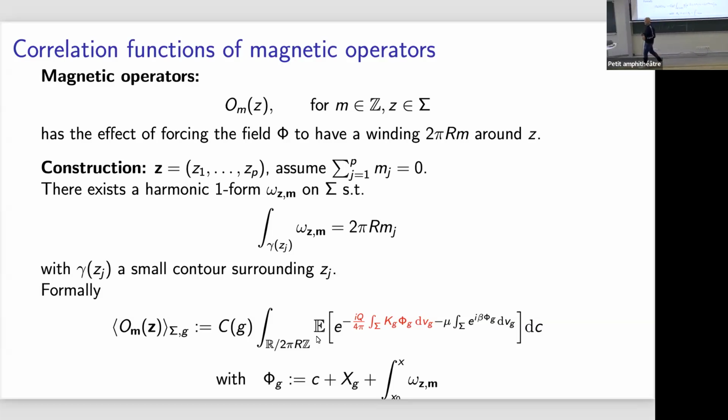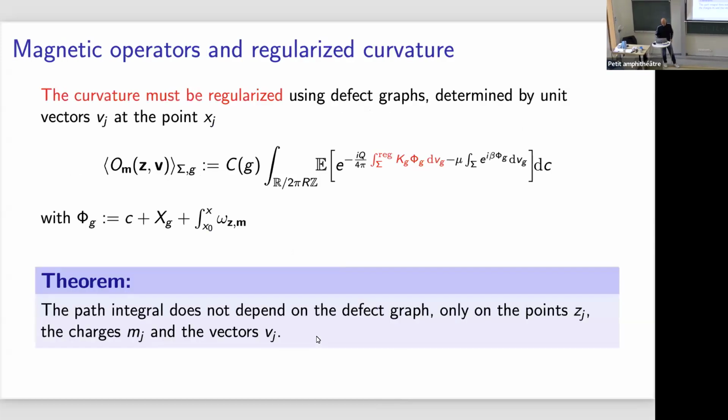But of course, then the path integral depends on the choice of your branch cuts. And that's a huge problem, because this means that this object is not well defined. And this is why you have to play with the curvature. If you regularize it in some way, you can prove that the path integral you have defined does not depend on the choice of the branch cut. But for this, it's not enough to have just the location of the points. You have to prescribe at the z's some unit tangent vectors that will determine in some way the branch cuts. And this is why you have spins.